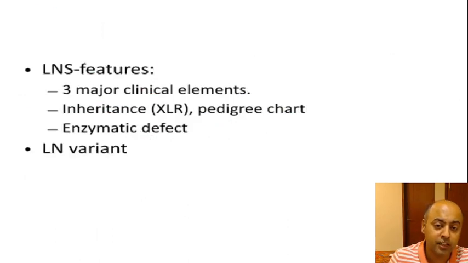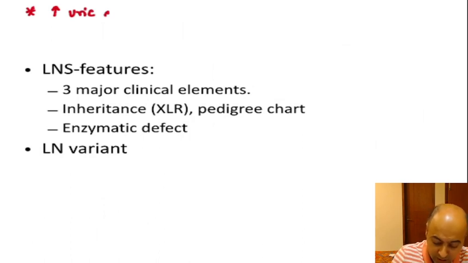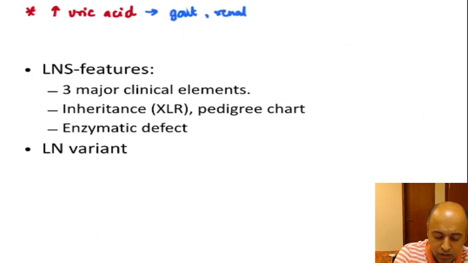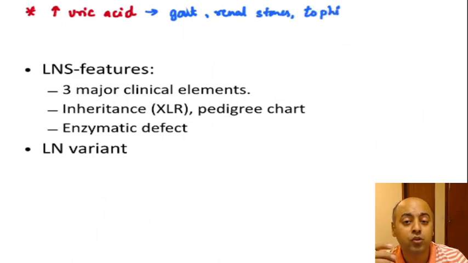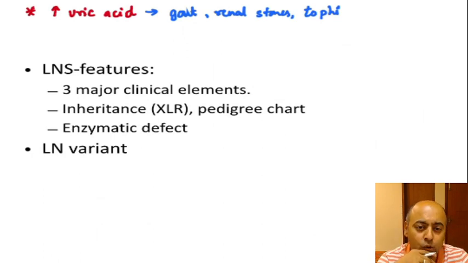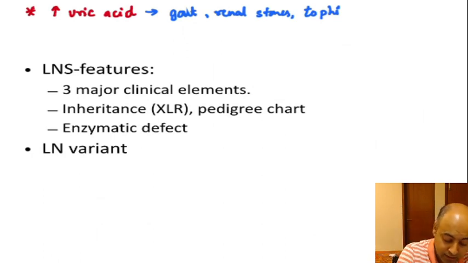Three major clinical elements in the features. Number one is increased uric acid. Because of increased uric acid, what all can you have? You can have gout, you can have renal stones, and what is known as tophi. Tophi is swelling around the joints because of the deposits of uric acid. So increased uric acid can present like this.